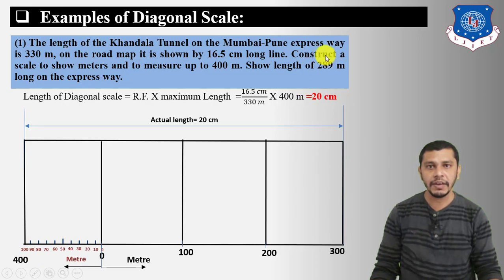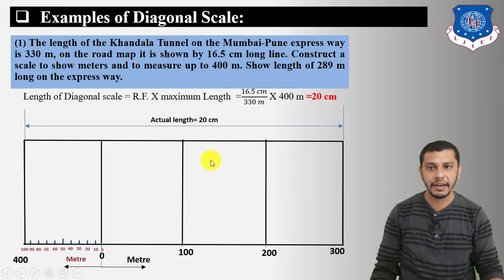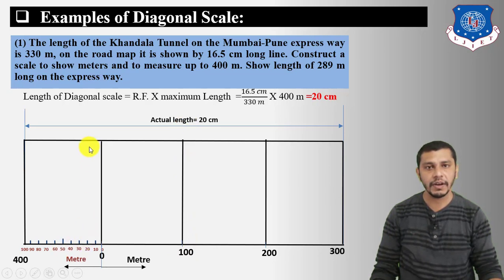Now here we have 289 meter to indicate on this scale. If you want to show 290 meter, we can use the plane scale. Right now we have the plane scale. So 290. If you want to show 280 meter, we can use this scale, 280. If you want to show 120, then we can use this scale, 120. But right now we have to show 289 meter.